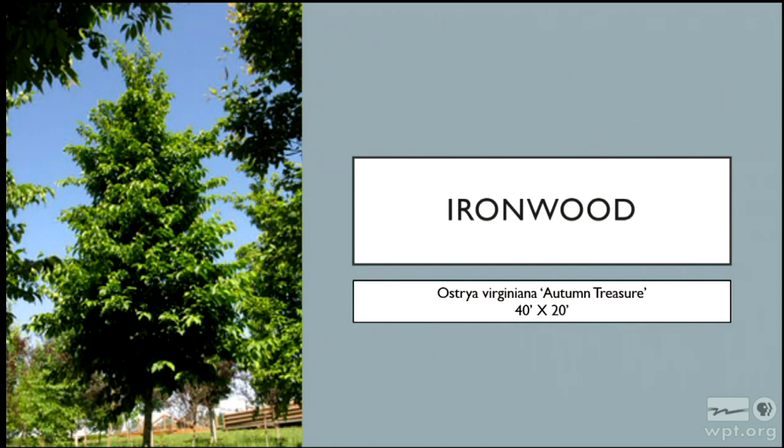Ironwood, again, tough plant. Autumn Treasure, again, we're talking 20 feet is narrow for them. It's very, very, very urban tolerant. So salt, drought, just about anything you can throw at it, it'll take and won't skip a beat. So tough plant, definitely underused.